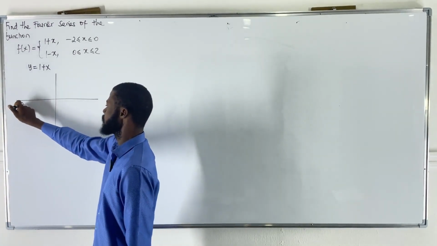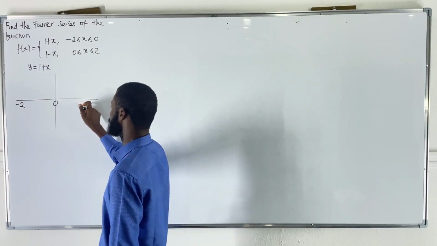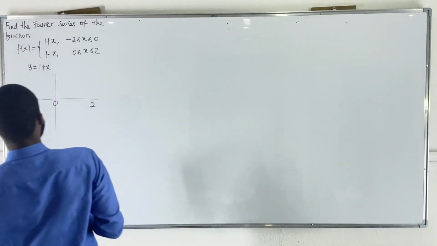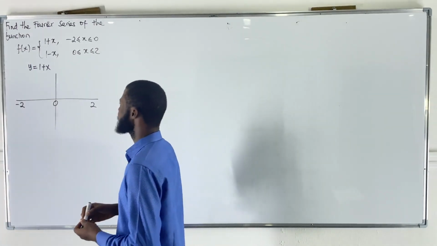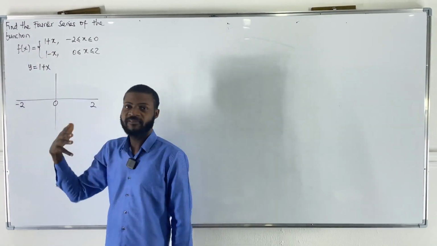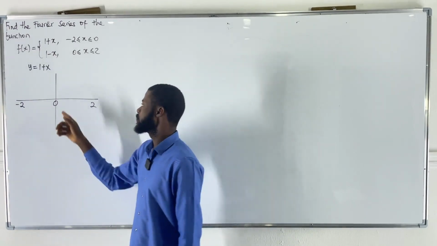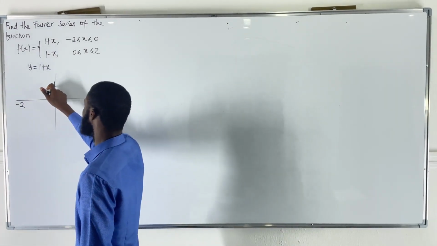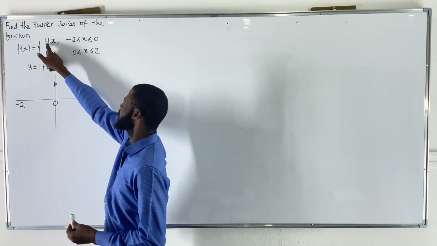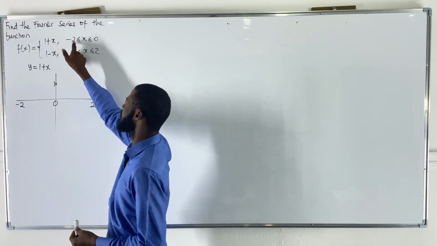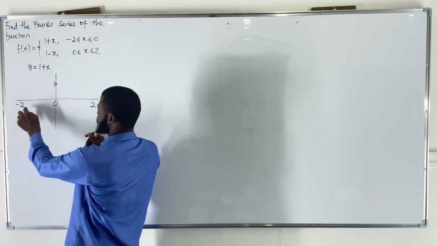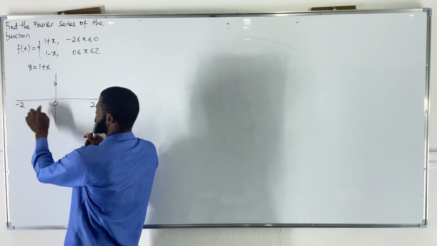So this should be my minus 2, this should be 0, and this should be 2. That's what I have, even though my line is not looking straight. Next, my y-intercept is 1. The first thing you notice in a function is the y-intercept, so we have the y-intercept at 1. Since the function is 1 plus x from minus 2 to 0, we're only going to be considering minus 2 to 0.